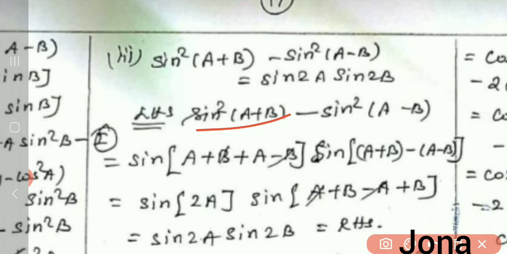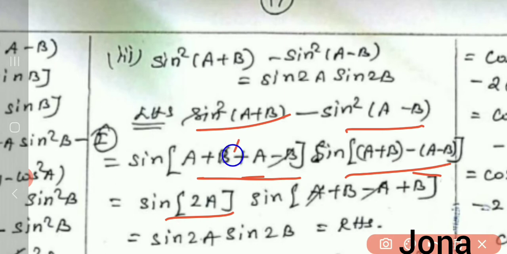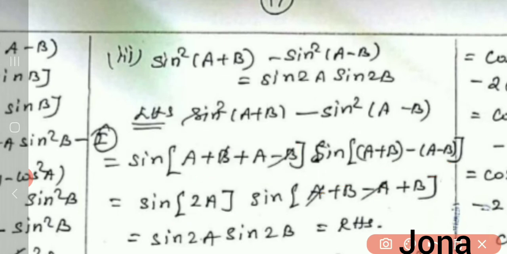and here sin square of a minus b, that is a square minus b square, that is sin of a plus b, here sin of a plus b, that is a plus b plus a minus b, here sin of a plus b minus of a minus b. We can cancel everything so that this b and b, and here this a and a. So that answer will be sin 2a into sin 2b.